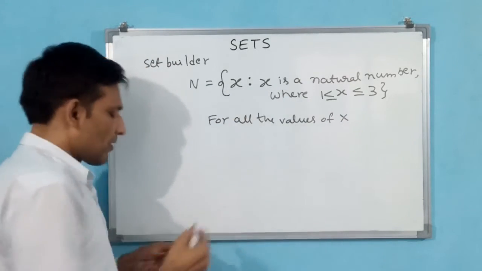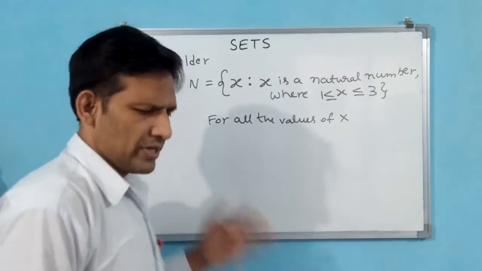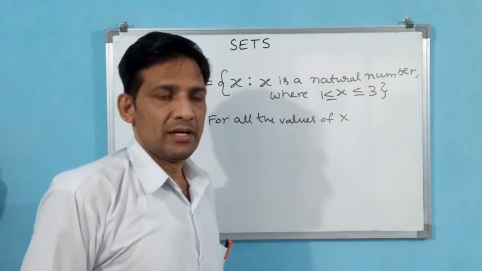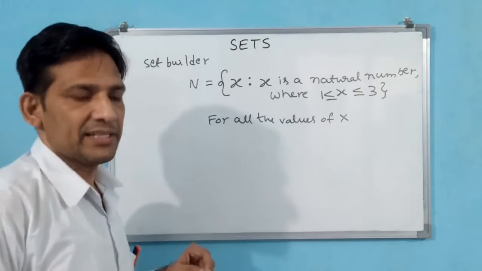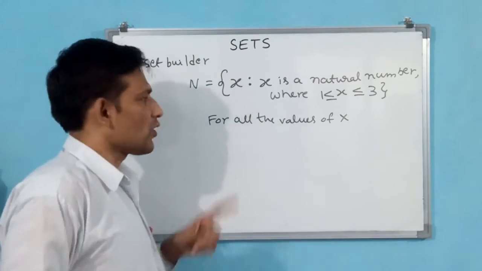X colon means for all the values of x. Like this you have to read. In examination you write like this only. Nobody asks you to spell it out. But for the sake of speaking and expressing, you have to express it like this.